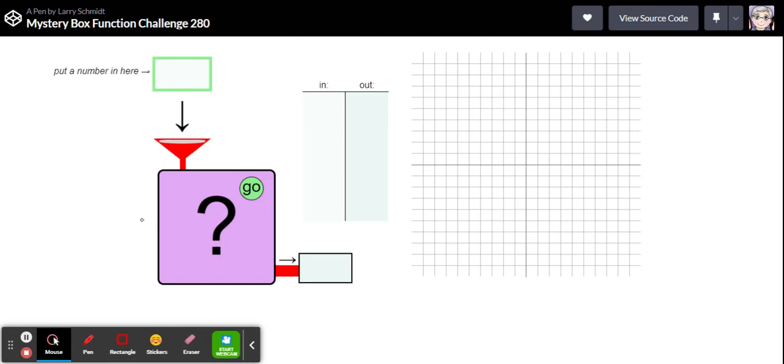In this purple mystery box there is some math and your challenge is to figure out what it is. You can try this out by going to the link in the description, and when you've got an idea come on back and see if we get the same thing.